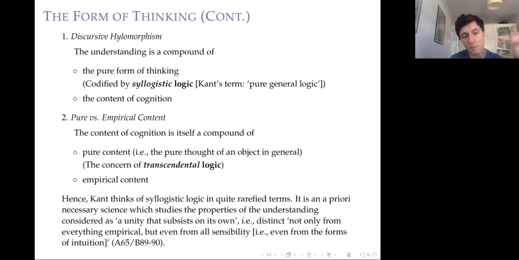Importantly, especially in the case of the pure form of thinking and syllogistic logic, we're thinking about the understanding, Kant thinks, in entire abstraction from everything formal, intuitive, and sensible. So away from anything to do with the forms of space and time and anything that might be given in intuition. We're somehow considering the contribution understanding makes in a very isolated sense.